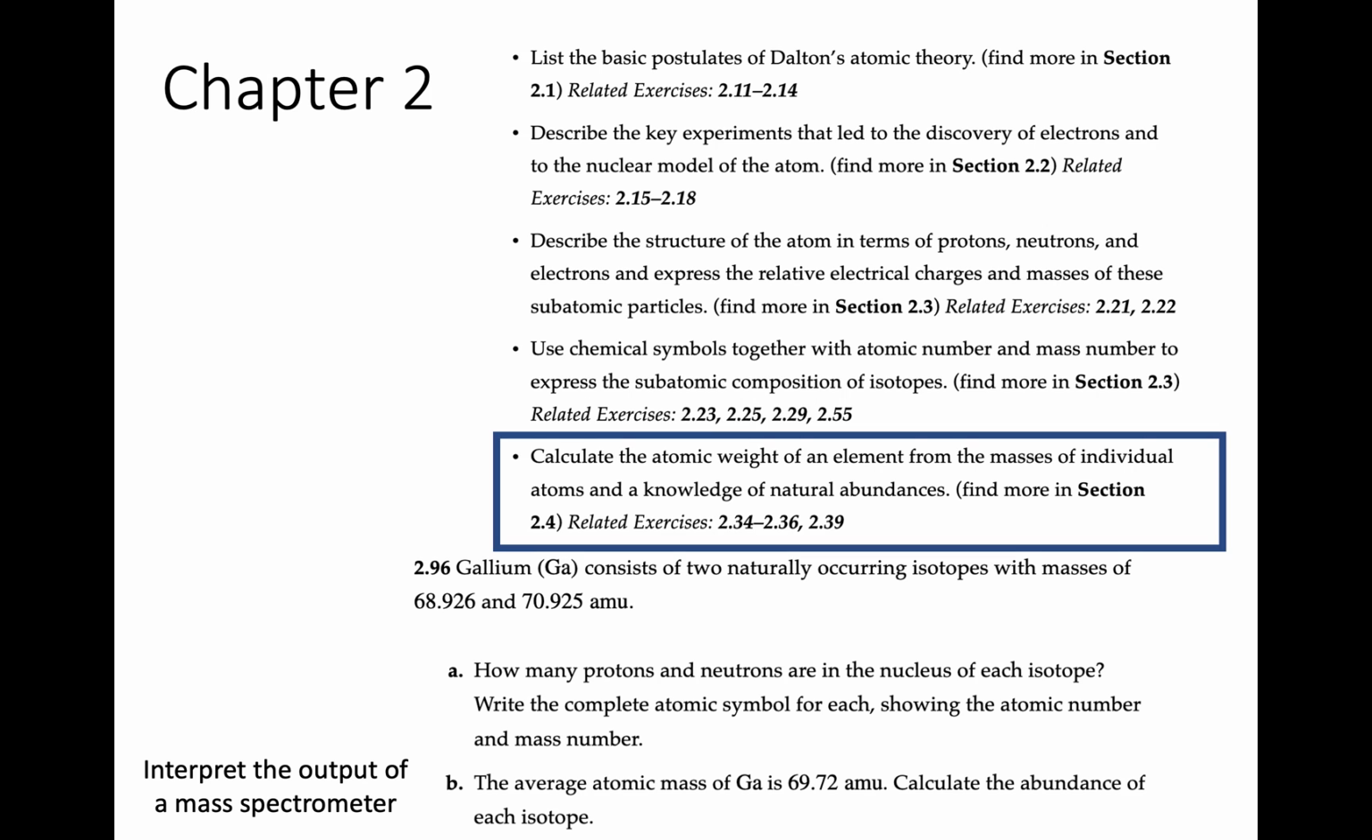We also connected this to the idea of a mass spectrometer. If you don't remember that section, I'd return either to the class notes, I'd return to the e-text, or ask questions here within Perusall.